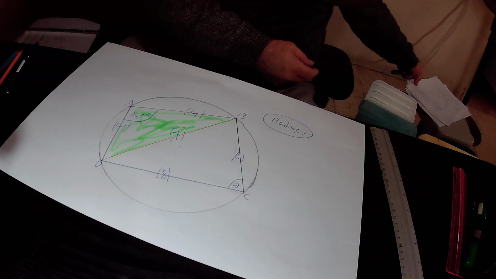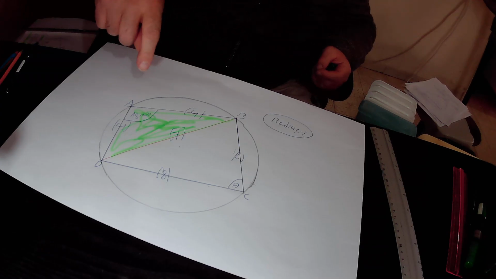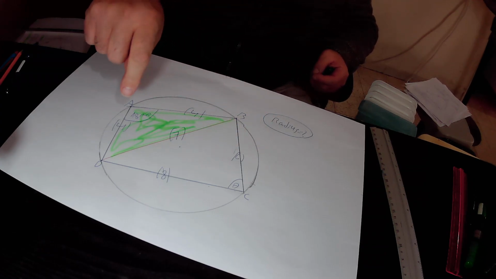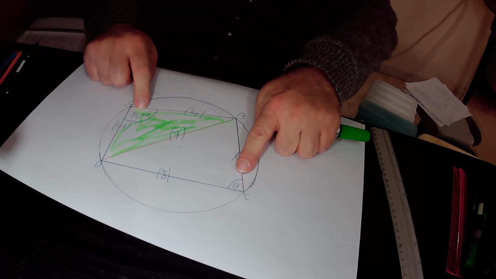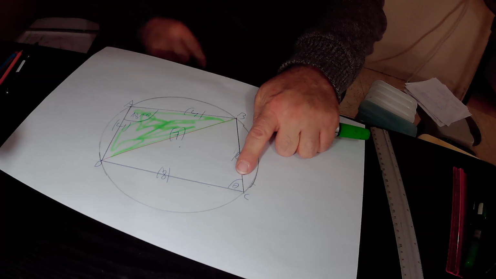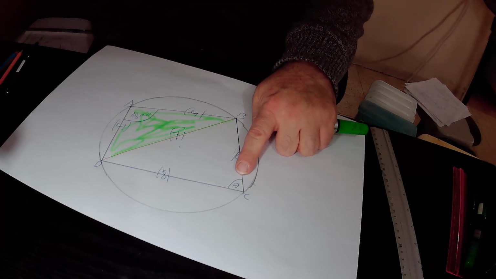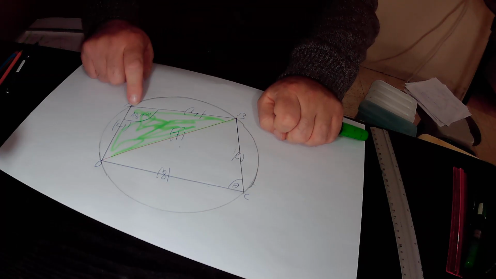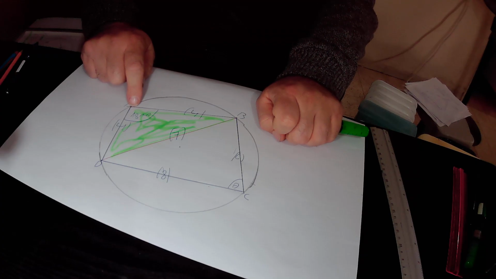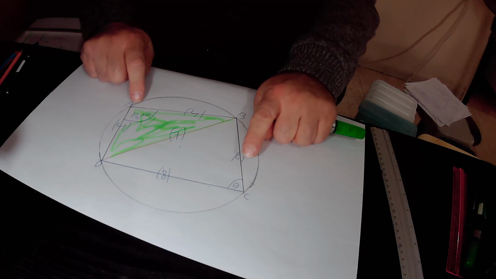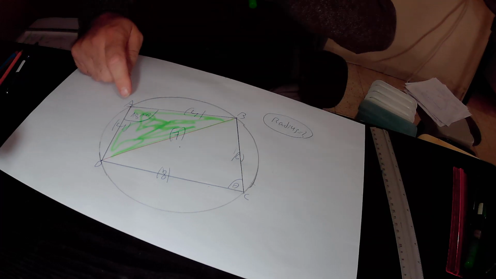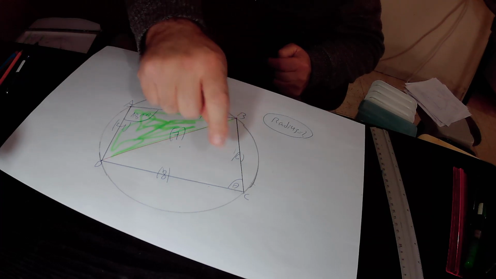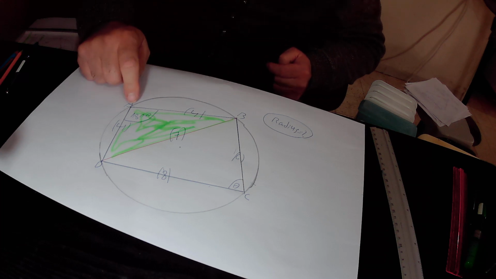Now in our drawing, ABCD is a cyclic quadrilateral. Therefore, the sum of those two opposite angles must be equal to 180 degrees. This angle equals theta according to our definition. Therefore, this angle must be equal to 180 degrees minus theta. Why? Because 180 degrees minus theta plus theta equals 180 degrees. That is the sum of those two angles inside quadrilateral ABCD, which is a cyclic quadrilateral. Therefore, this angle must be equal to 180 degrees minus theta.